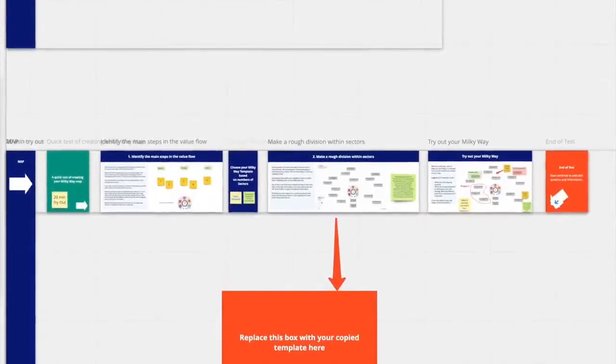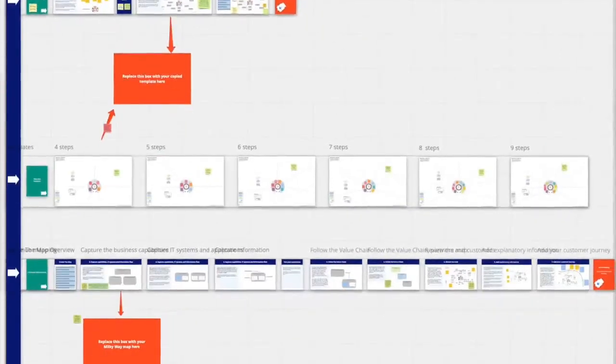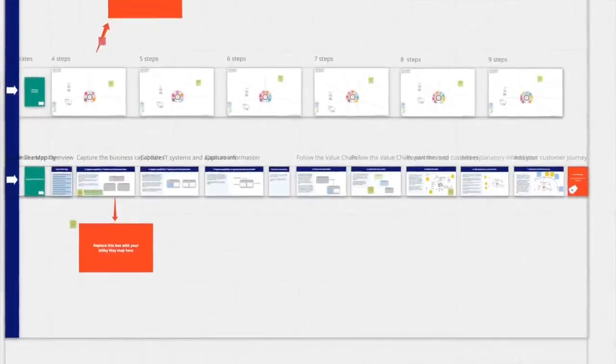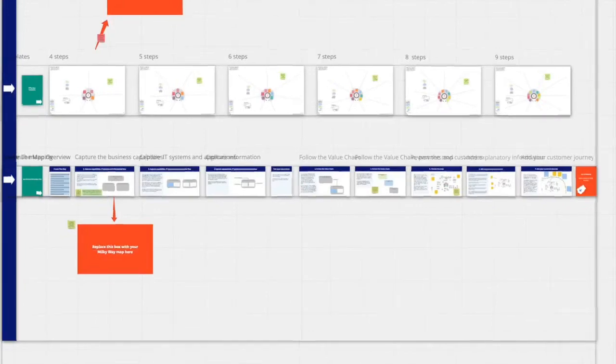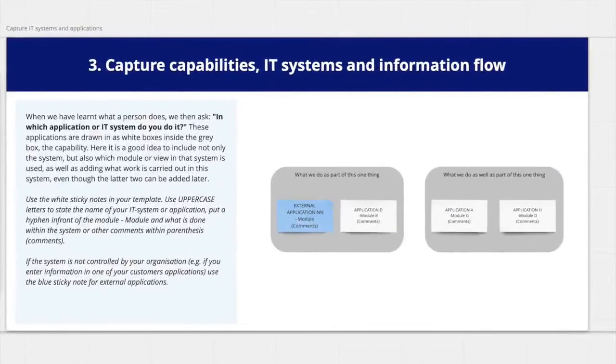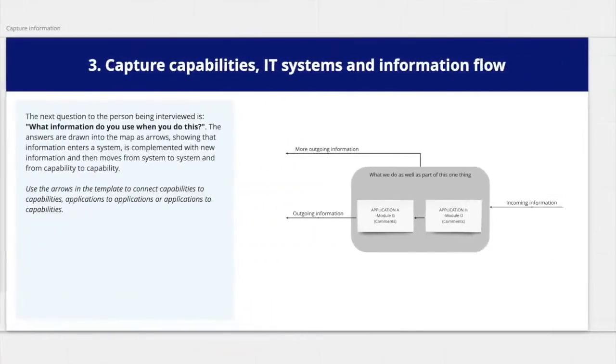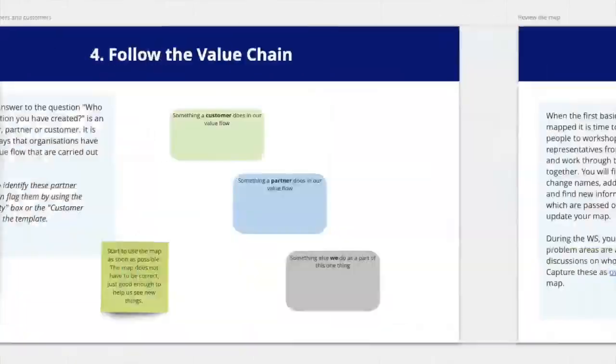It includes a 20-minute tryout of the Milky Way method, templates to use while creating your own map, and a longer step-by-step tutorial on how to continue to refine your map, including adding IT applications, information, and customers.